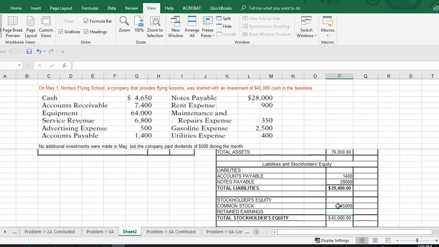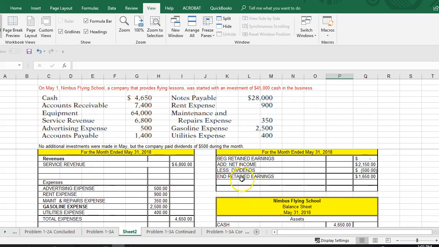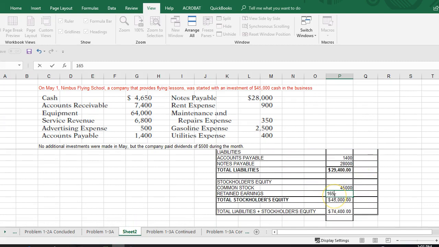We're saying, what is the amount of retained earnings at the end of the accounting period? That amount is coming from here, from the retained earnings statement. The ending balance was $1,650. The ending balance is transferred from the retained earnings statement to the balance sheet. So record that $1,650 in the retained earnings. Get a total for my equity section. It totals $46,650.